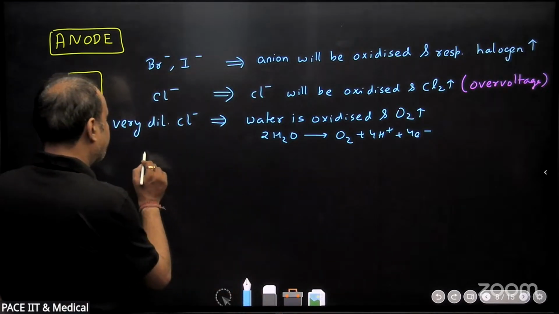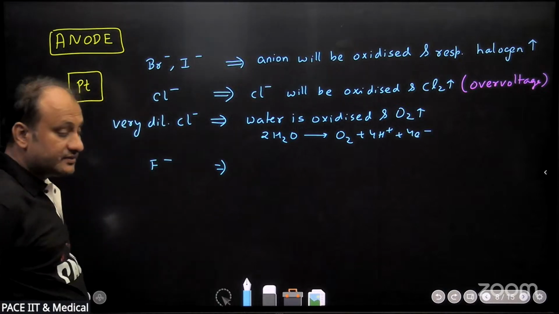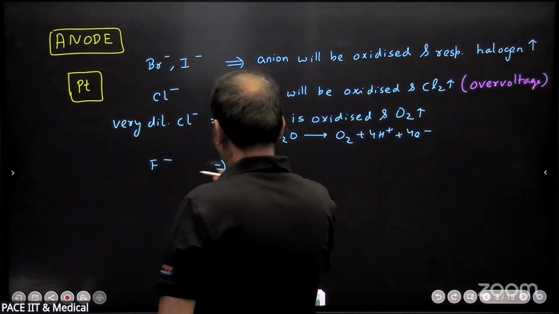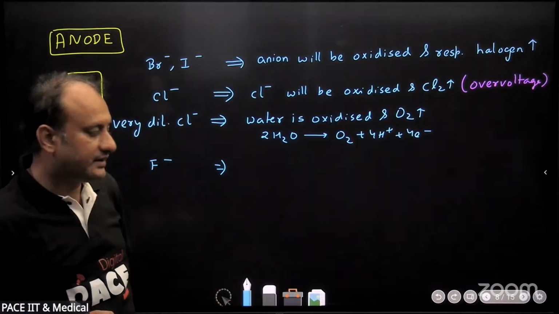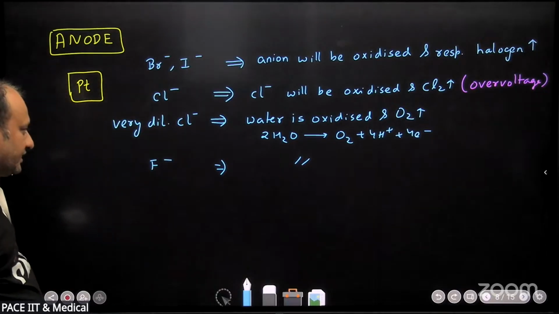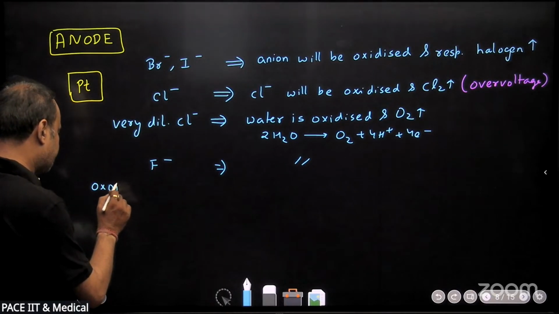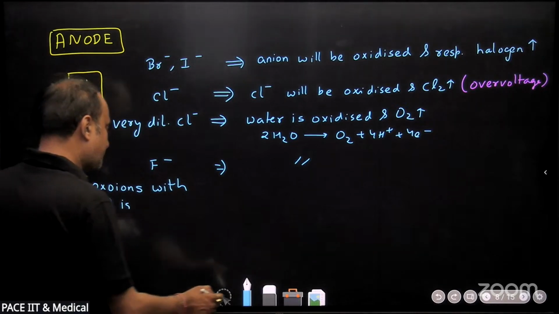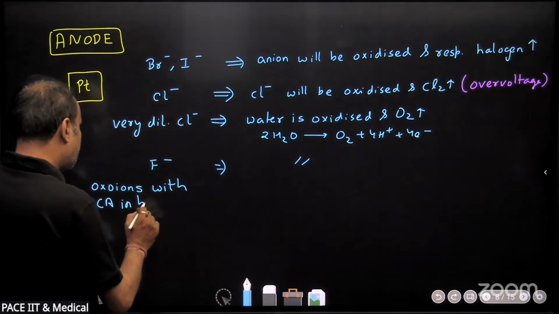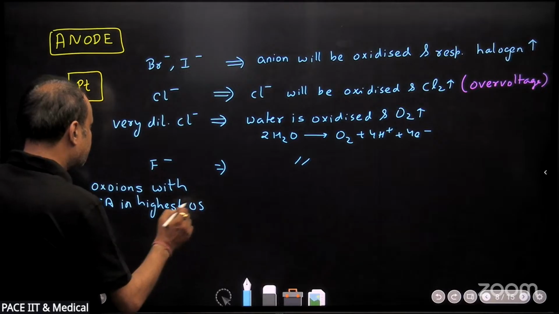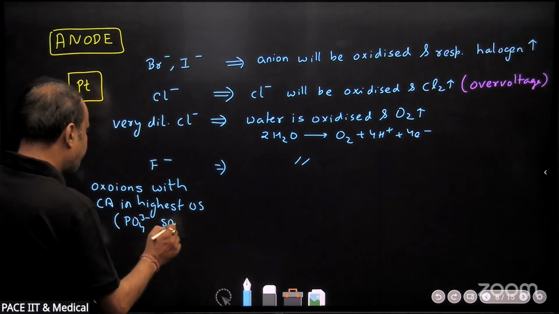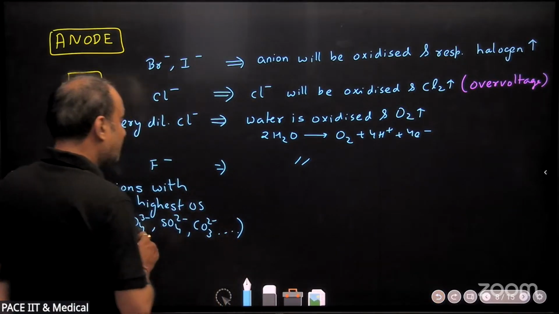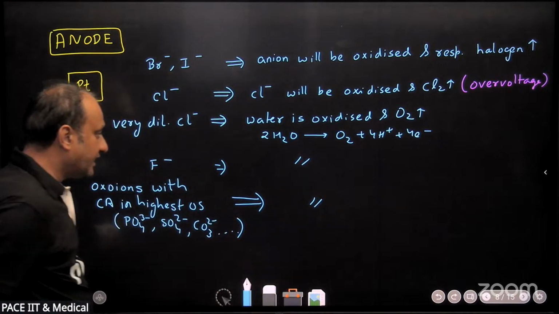And if our anion is F-, the E naught value of F- is much lower than water. So for F-, overvoltage cannot play any role, and therefore water is oxidized and O2 is liberated. Then the next case we can discuss is oxo ions with the central atom in the highest oxidation state, like for example phosphate, sulfate, carbonate, etc. In such cases also, water is oxidized and oxygen is liberated.